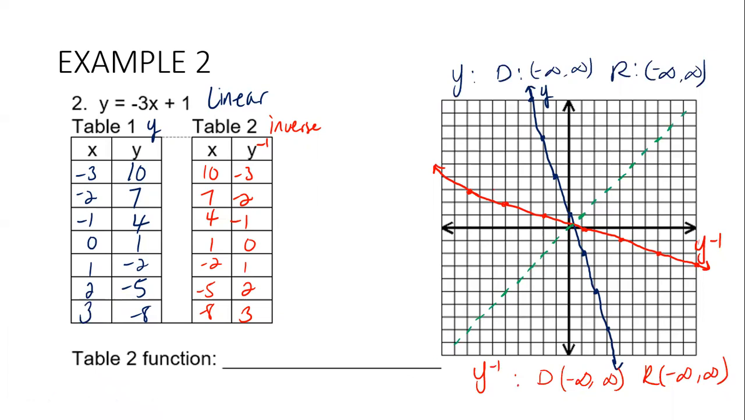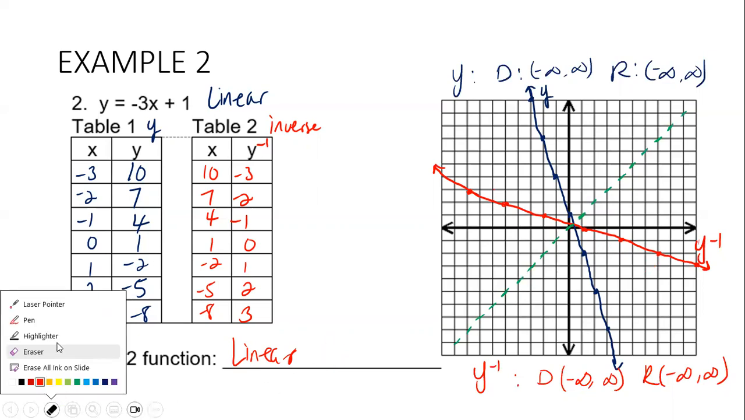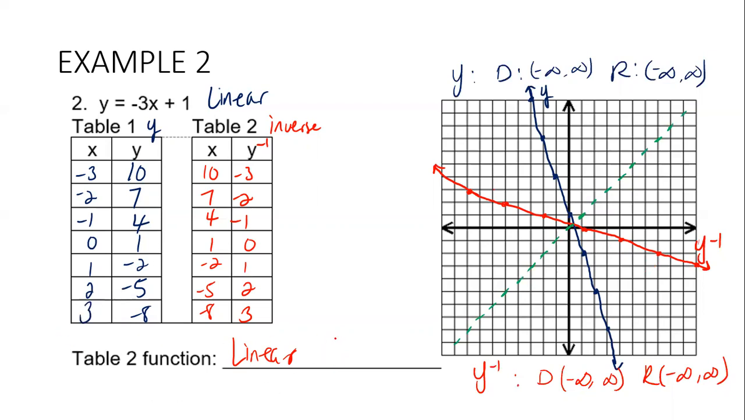Based on what we got, what is the inverse of a linear? A linear. The inverse of a linear created another what? Linear. Because the domain of all linear equations is all real numbers. Okay.